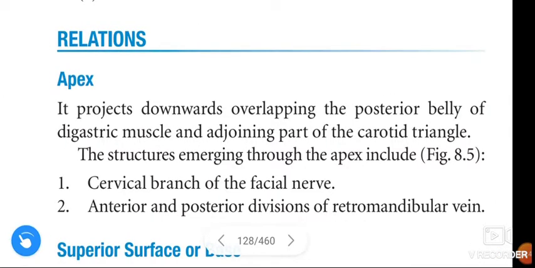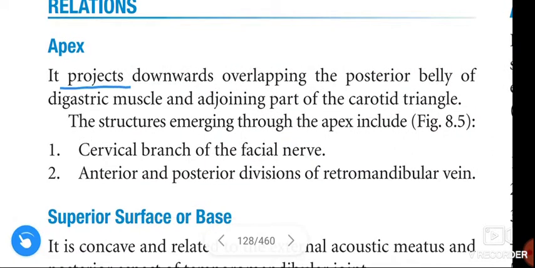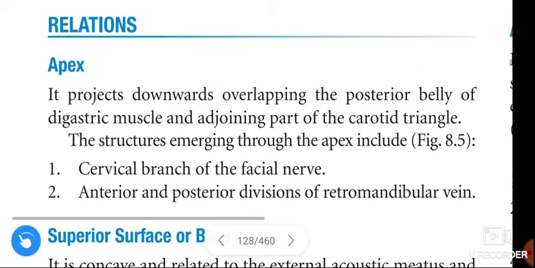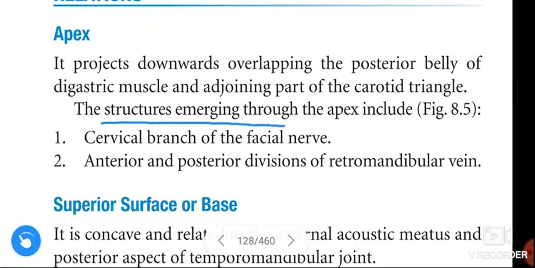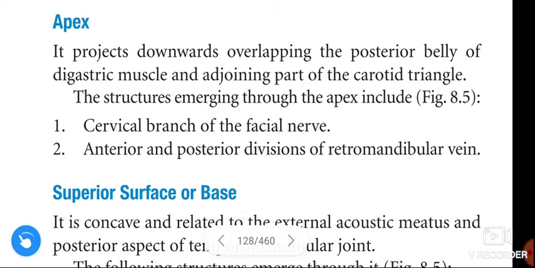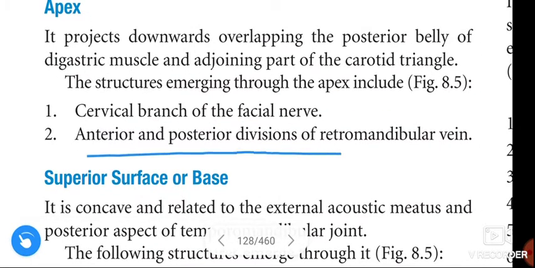Relations of the parotid gland. Apex: the apex projects downward, overlapping the posterior belly of the digastric muscle and the adjoining part of the carotid triangle. The structures emerging through the apex include the cervical branch of the facial nerve and the anterior and posterior divisions of the retromandibular vein.